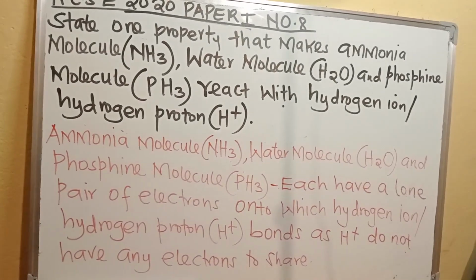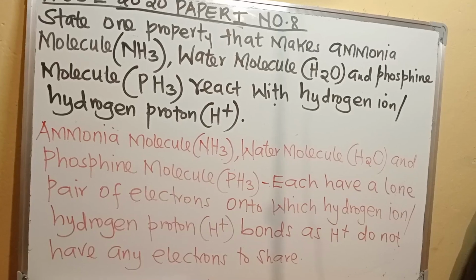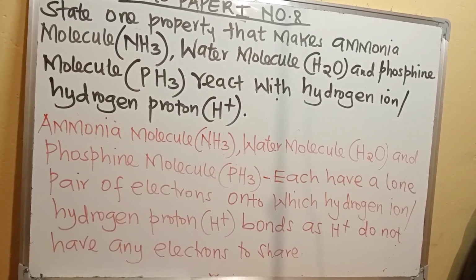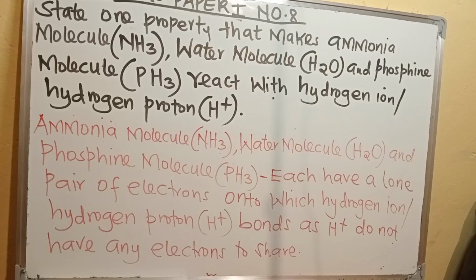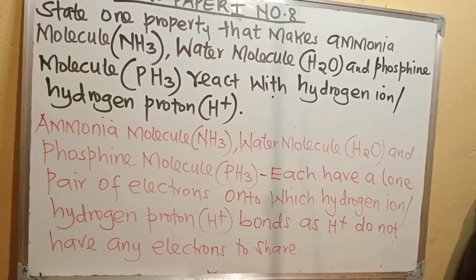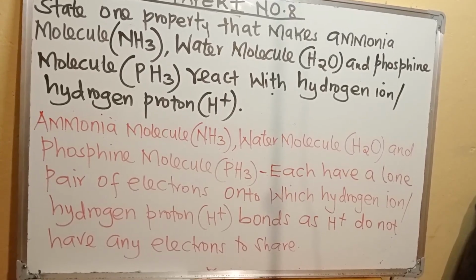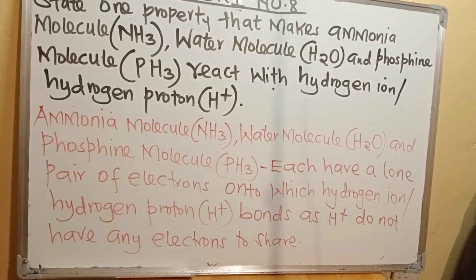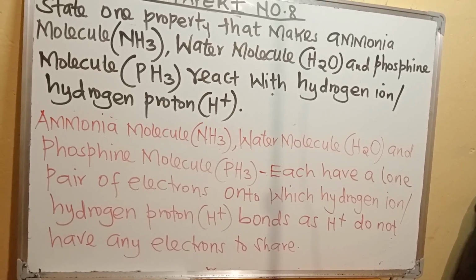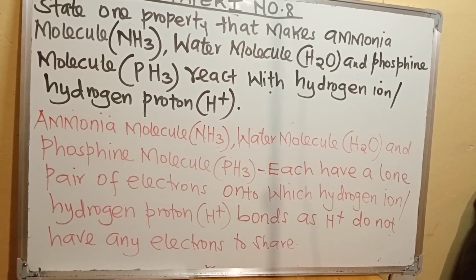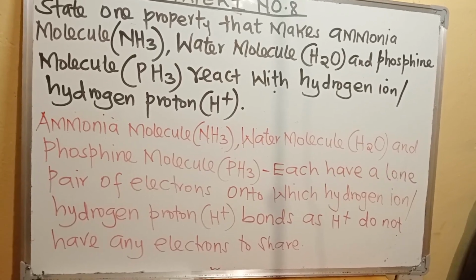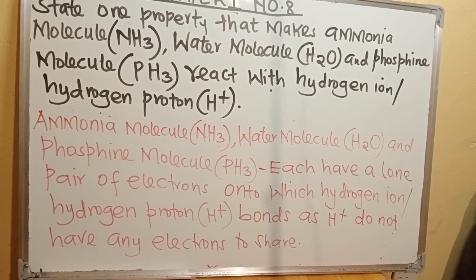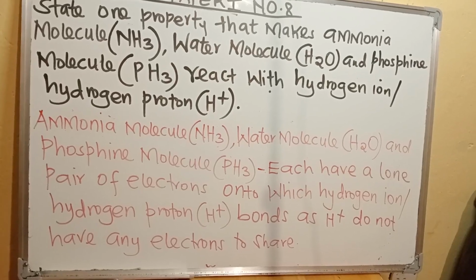Now that this hydrogen proton is coming in with no electrons, having already lost the one electron that it had, it can then combine with the ammonia molecule, the water molecule, and the phosphine molecule, because each one of the molecules stated has a lone pair of electrons onto which the hydrogen ion or the hydrogen proton will bond. So remember, the hydrogen proton is coming in with no electrons to share, and meeting the ammonia molecule separately, the water molecule separately, and the phosphine molecule separately.